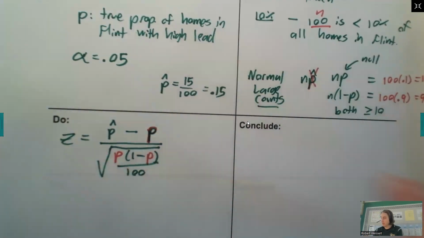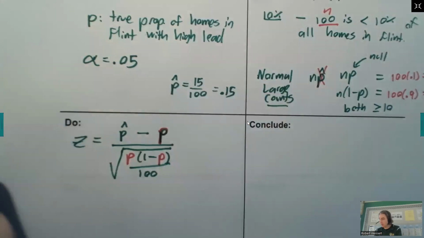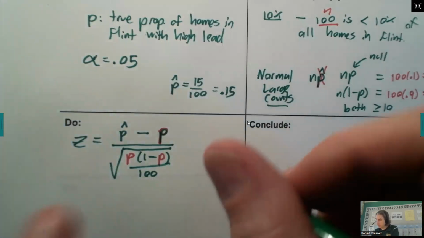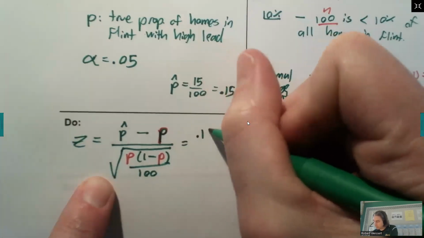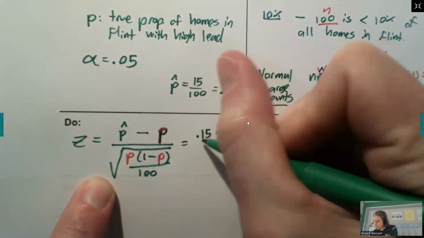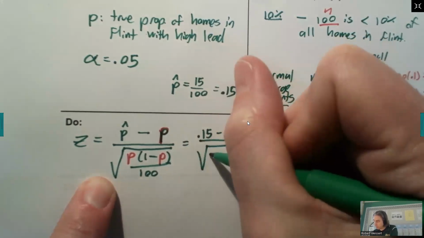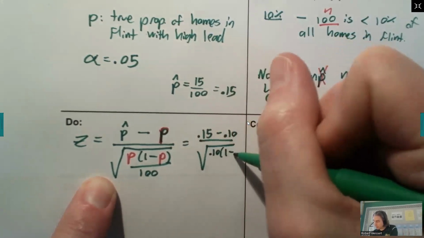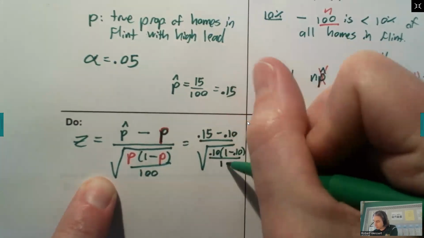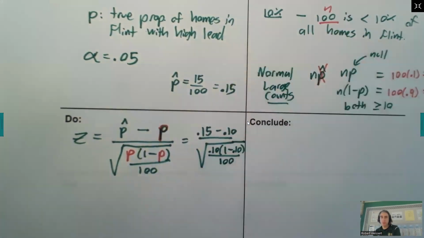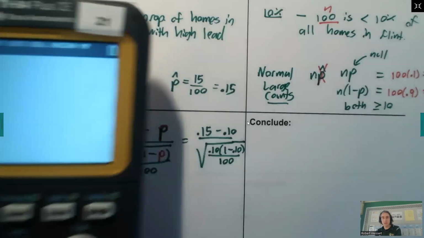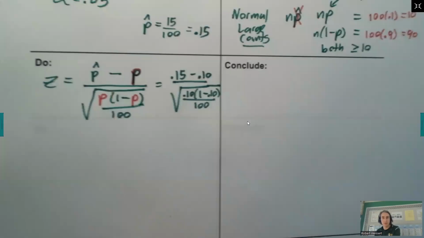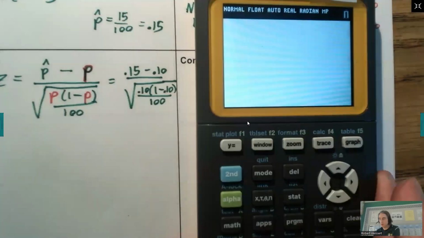Now, when you're calculating that, I'm going to plug in my numbers here, and that's going to be 0.15 minus 0.10, divided by the square root of 0.10 times (1 minus 0.10) over 100. And I'm going to put that all in the calculator at once. This is how I'll do it. Go ahead and jot that down and pause it if you need to. I'll do the calculations over here.